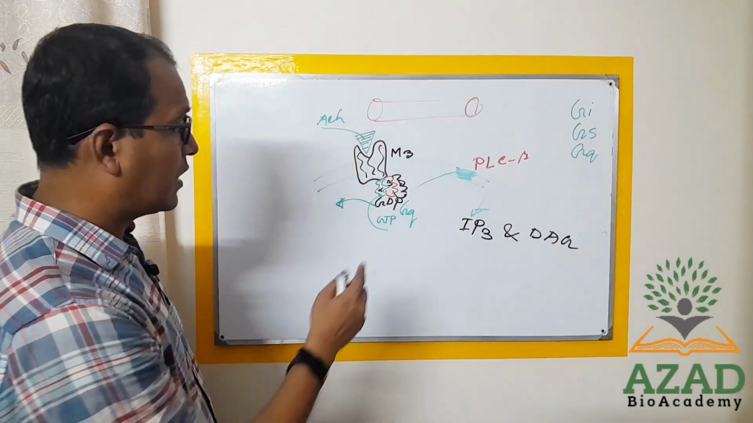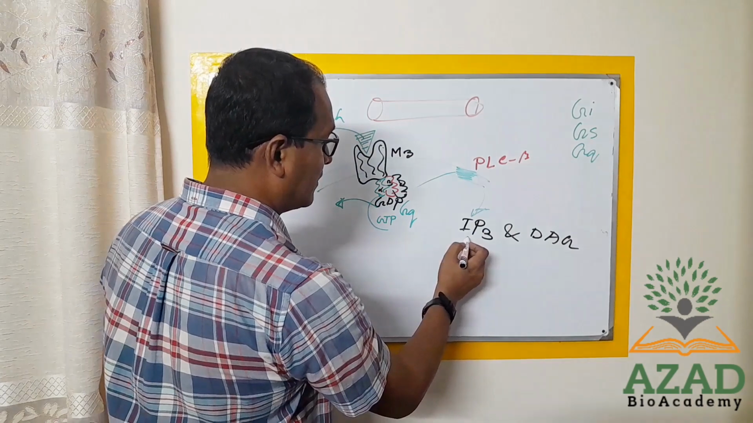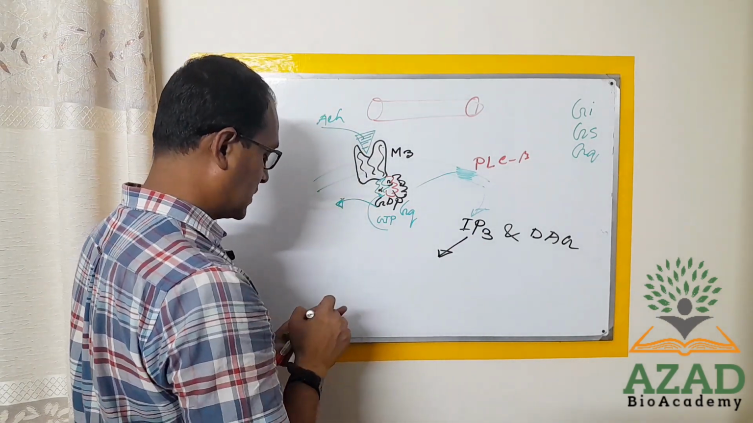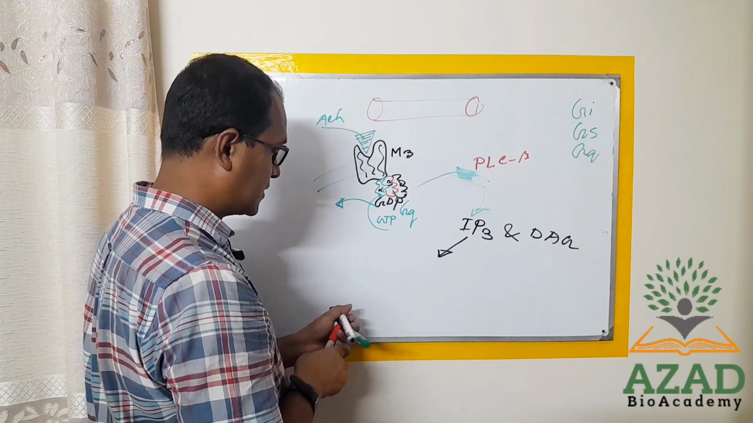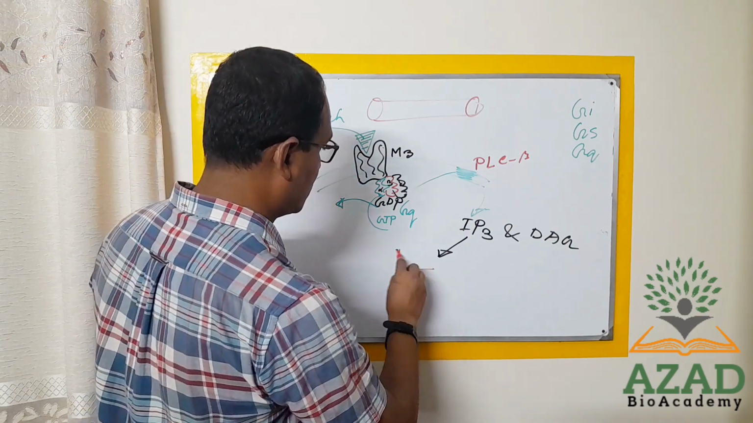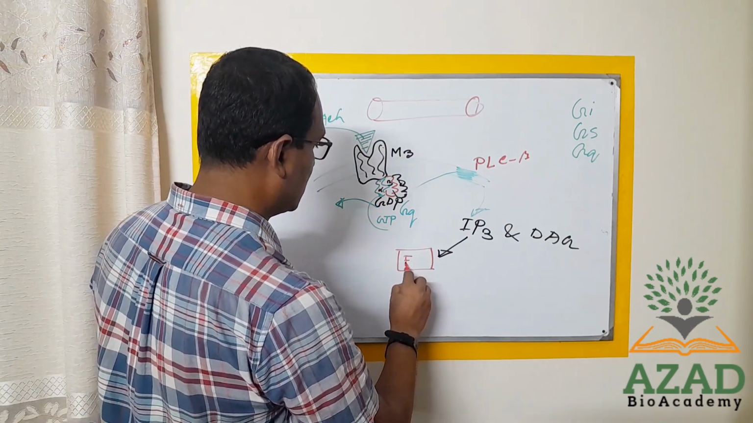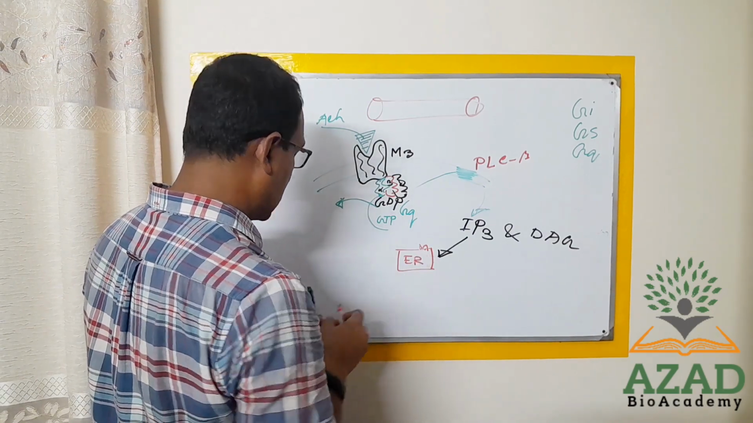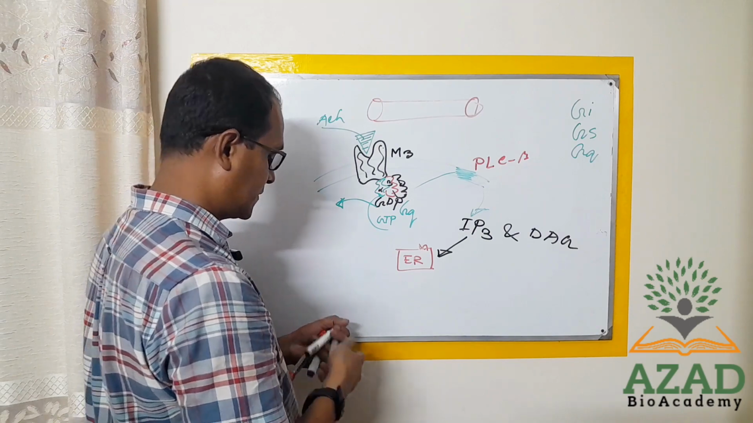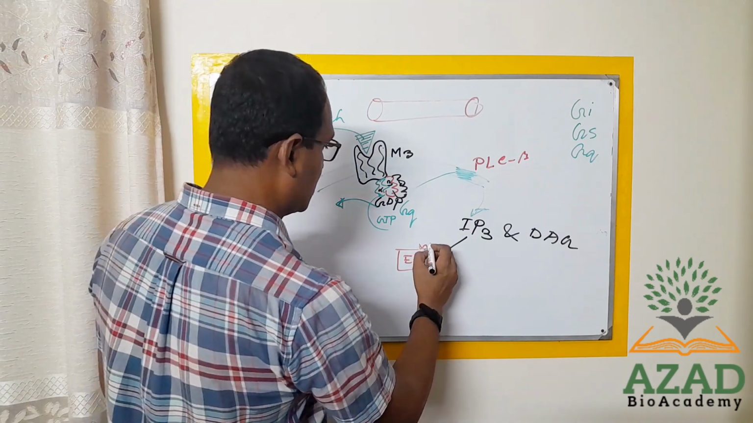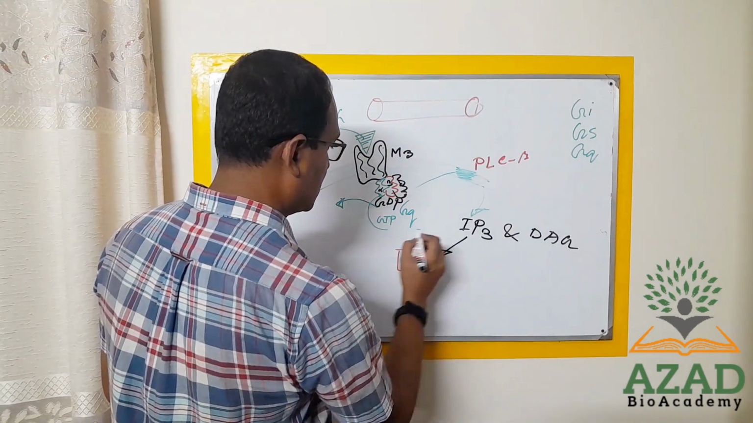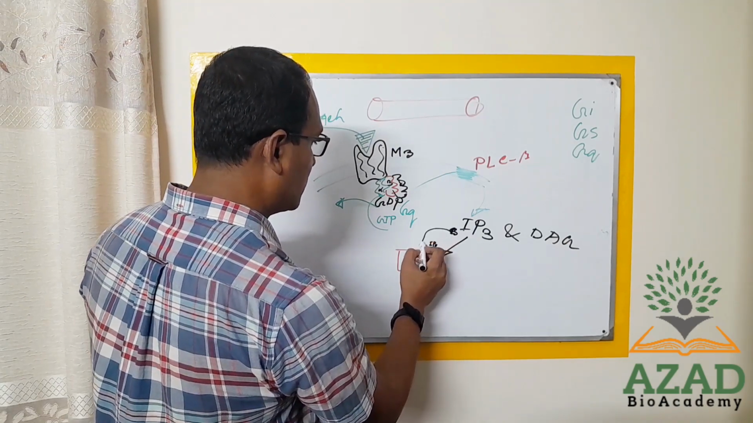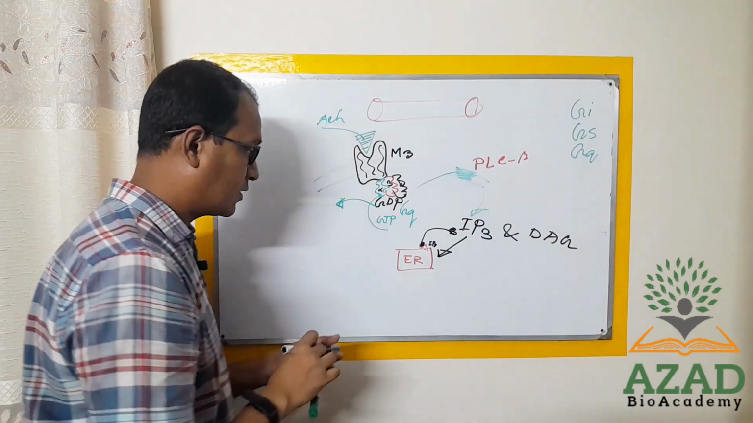Okay, so now IP3, what will happen? This IP3 will go to the endoplasmic reticulum. If we consider this is the endoplasmic reticulum, on its surface the IP3 receptor is there. If you think this is the IP3, then IP3 will bind with the IP3 receptor. Then what will happen?